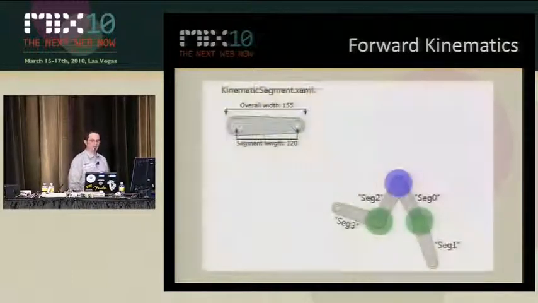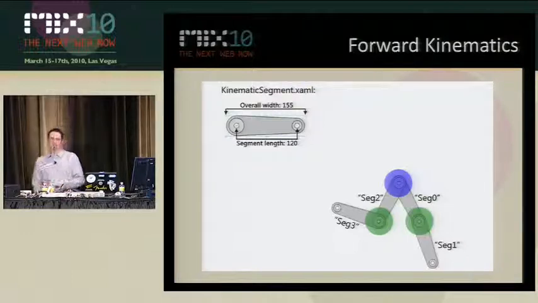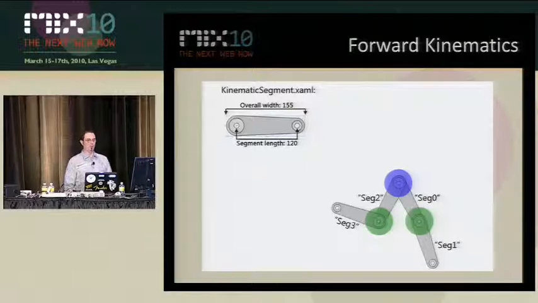A basic example of a forward kinematic chain would look something like this. Basically what you're looking at in the top left there is the kinematic segment that I used to create this animation. The overall length of my segment is 155 pixels, but what's important is the actual segment length from pivot to pivot is 120 pixels.